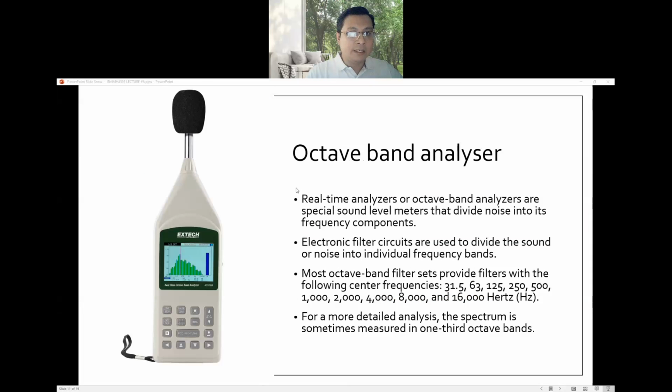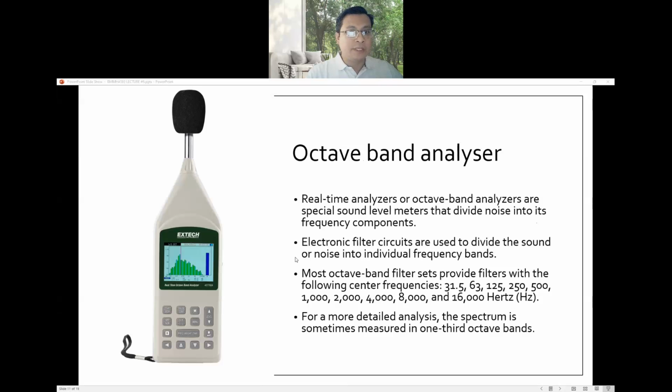So now we go to another measurement, which we call the octave band analyzer. A real-time analyzer or octave band analyzer is a special sound level meter that divides noise into its frequency components. Electronic filter circuits are used to divide the sound or noise into individual frequency bands.